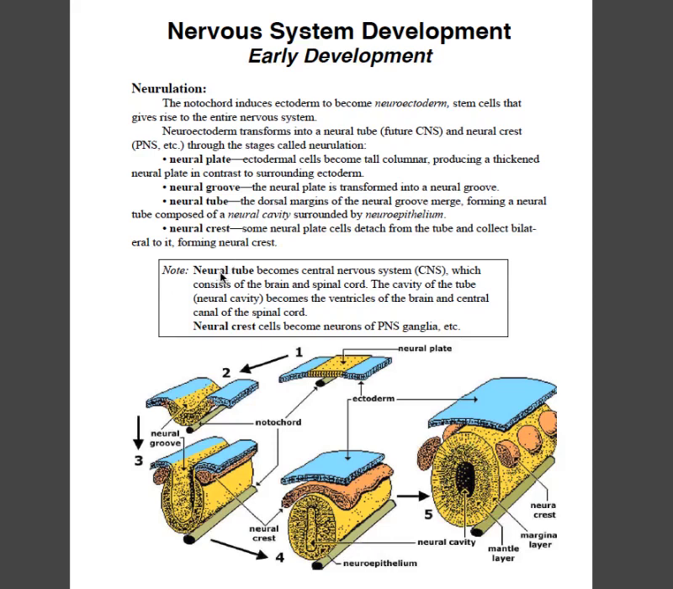And as a result of this, we find that the neural tube will become central nervous system, that is the brain and spinal cord, and the cavity will become ventricles of the brain and central canal of the spinal cord. And neural crest cells will become the peripheral nervous system neurons, that is, neurons that have their cell bodies in ganglia of the peripheral nervous system, as well as lemmocytes, which are the glial cells of the peripheral nervous system.